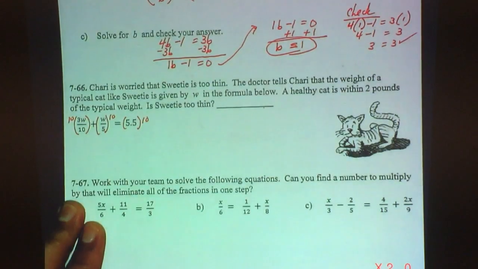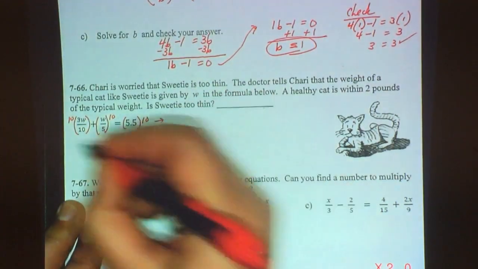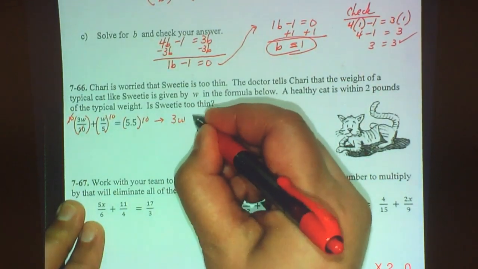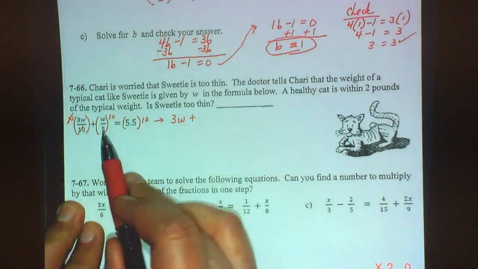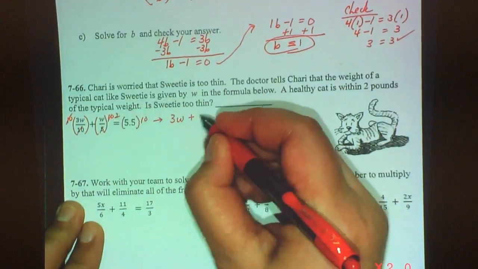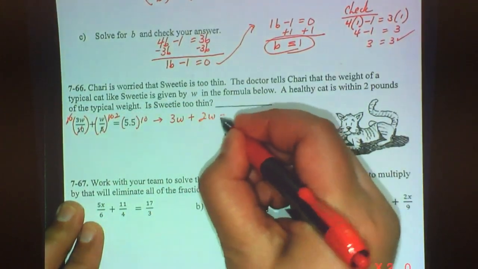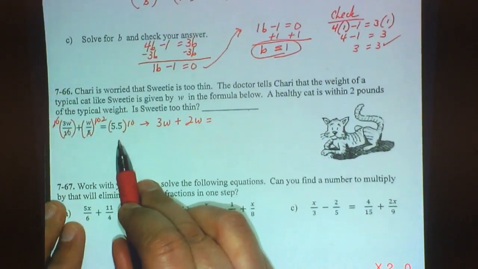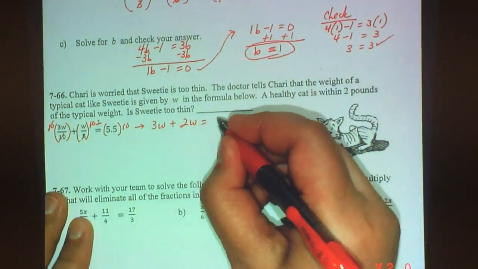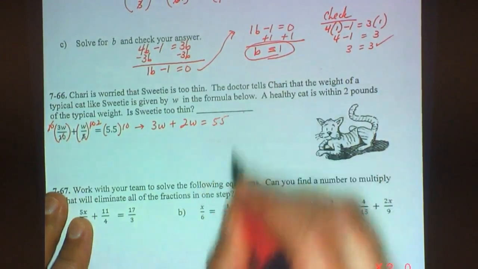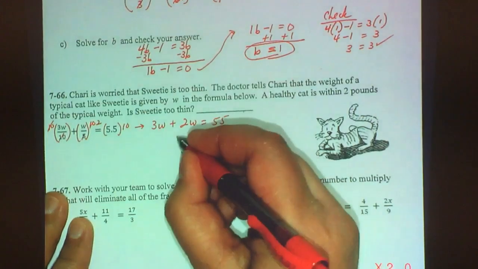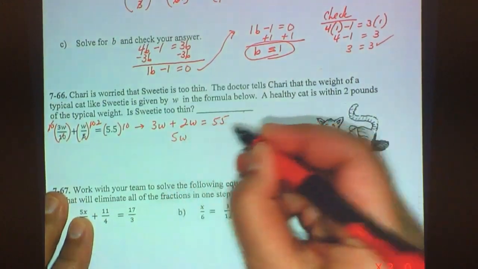Okay. So then what will we have? Look, giant 1, 3W. 10 divided by 5 is what, you guys? 2? It comes to 2. Now, what's 5.5 times 10? I moved the decimal one place. Is it 55? It is 55. Okay, combine like terms. What's 3W plus another 2W? 5W.